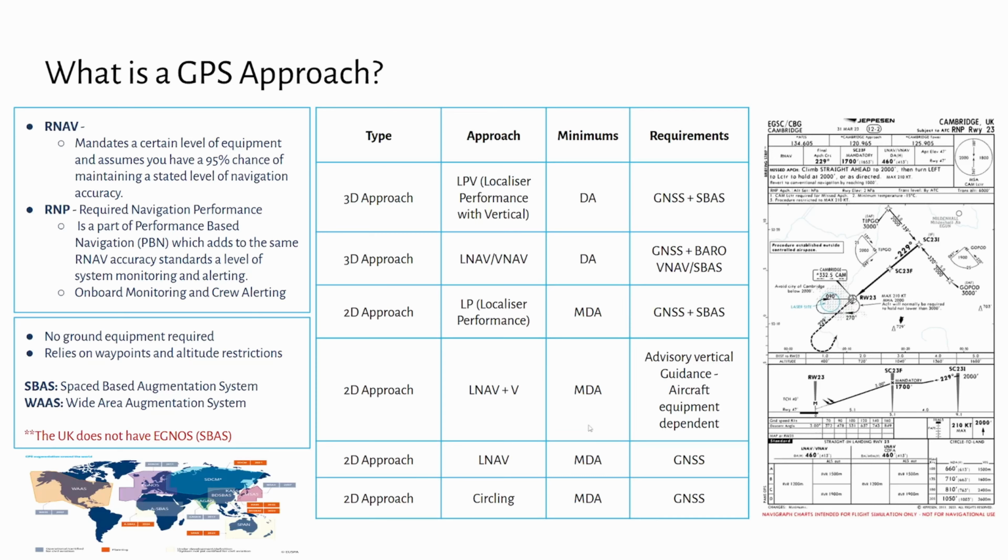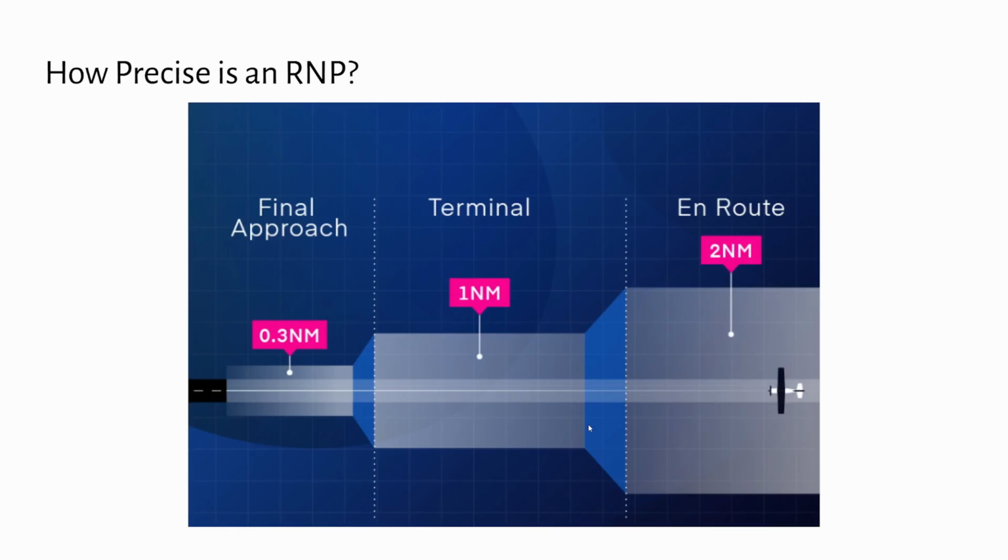So we spoke earlier about how precise an RNP is. You can see here this judges how accurate an RNP has to be. En route it can be 2 nautical miles, it can be 5 nautical miles, it could be 10. As you get closer to the approach, you have to be within 1 nautical mile of your track, and then on the final approach segment you have to be within 0.3 of a nautical mile.